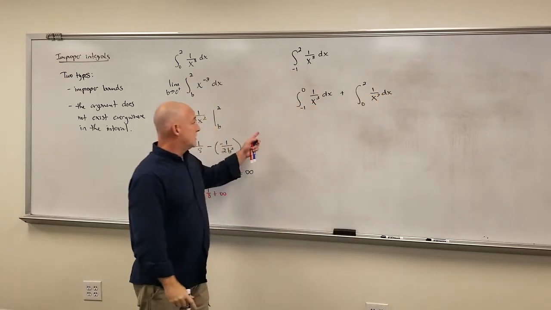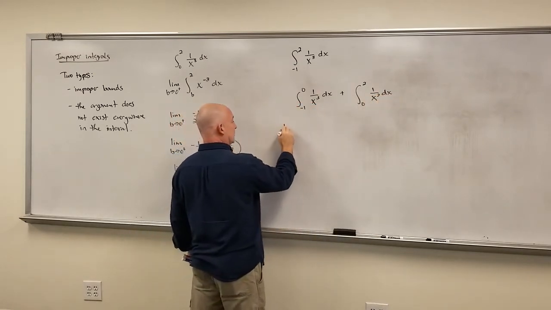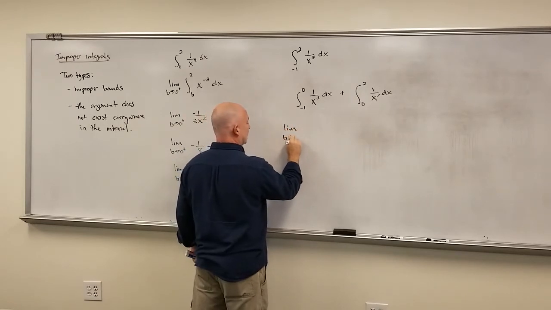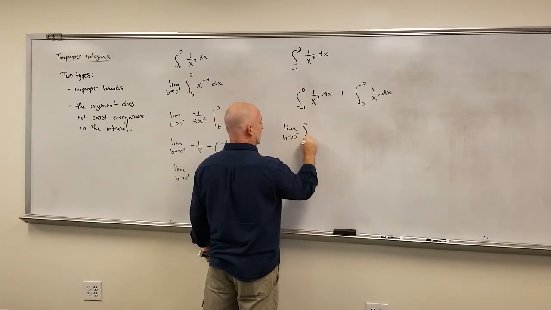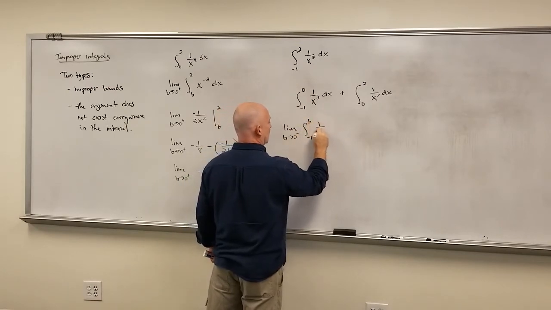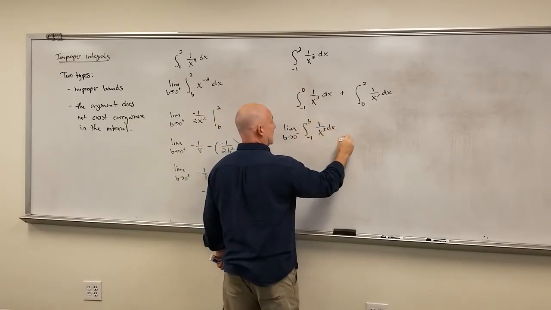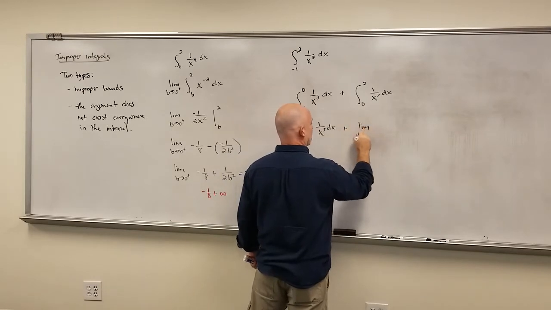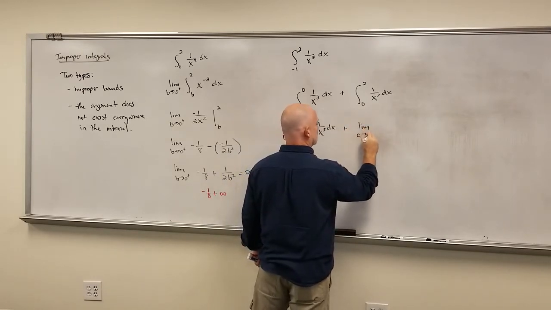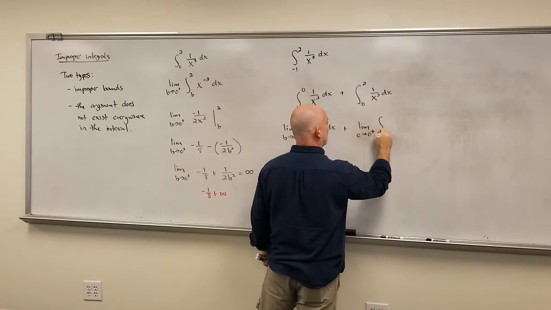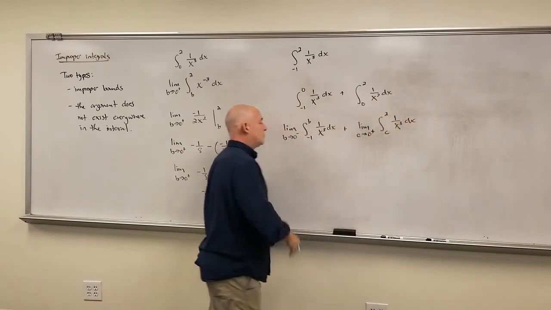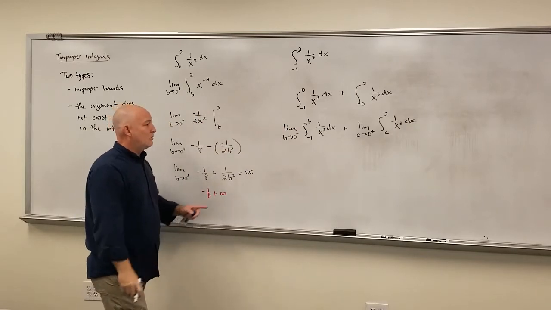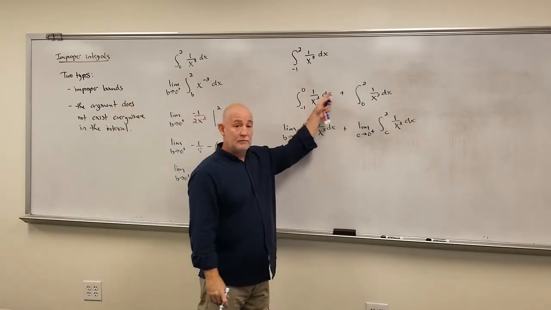Now for each one of these, I'm going to go ahead and set this up. We would do the limit as b heads to 0, from below this time, negative 1 to b, 1 over x cubed dx. And then I'm going to use a different letter over here. Let c head towards 0 from above, c to 2, 1 over x cubed dx. Basically we'd have to break it into two problems at that troubled spot and see what happens there.